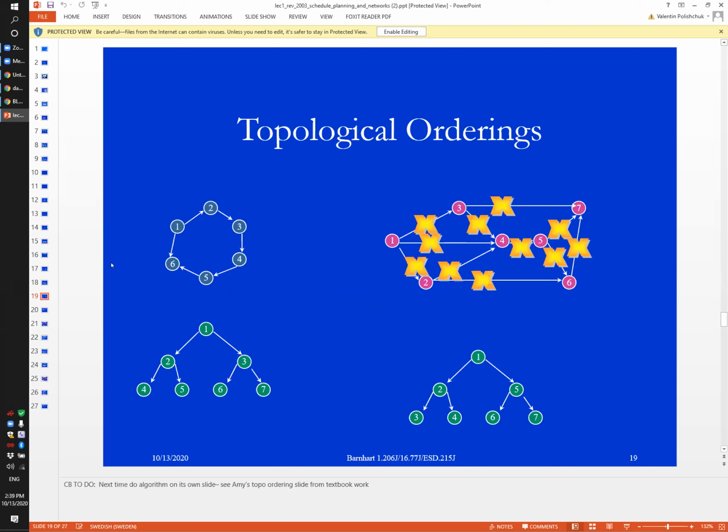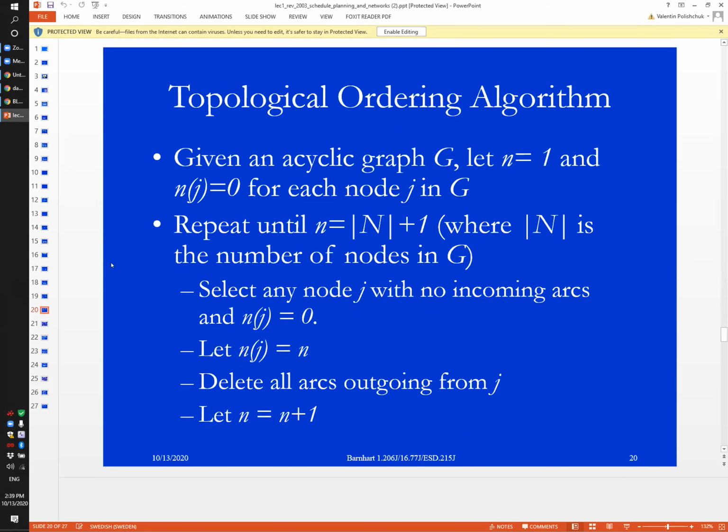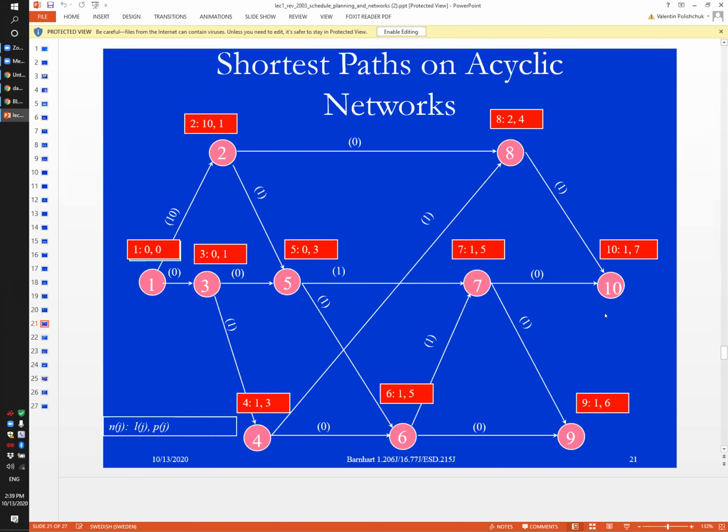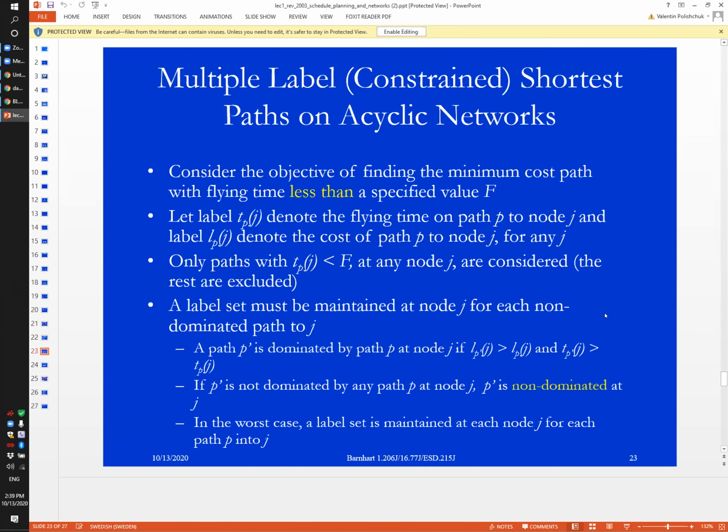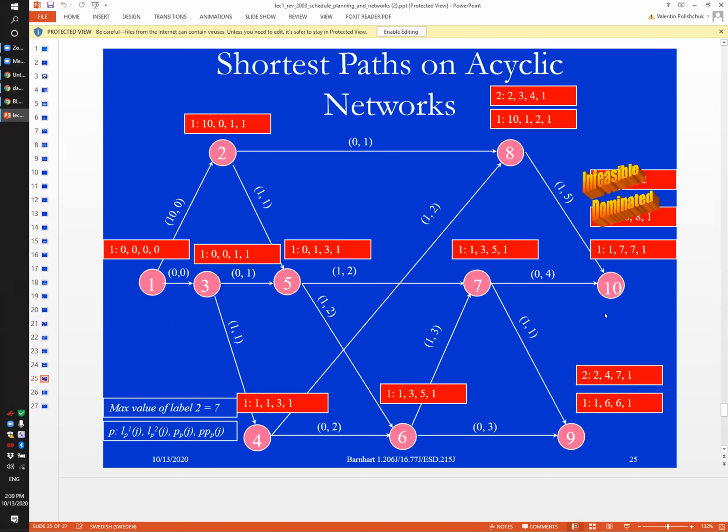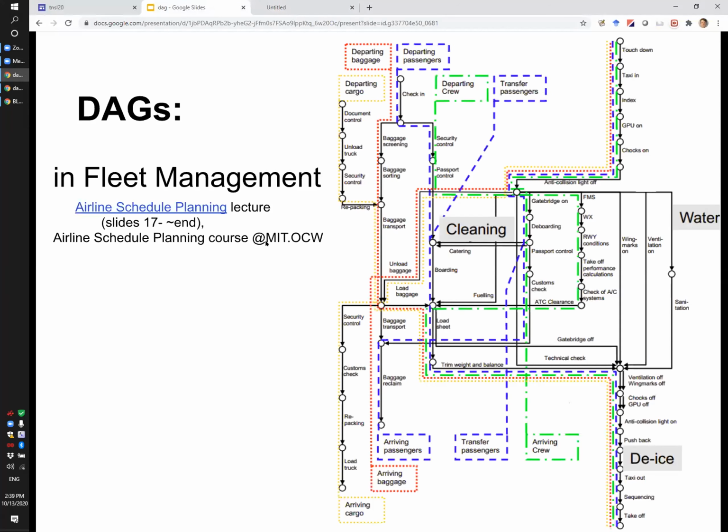Topological sort and the ways to find it. And yes, the algorithm. What they say here is: select a node with no incoming arcs. Well, that's exactly the source that we had. So you can see they use the same algorithm. And then when they have done the topological sort, they tell you how to find the shortest path, doing the labeling and so on. I will not go into details, but you can see how it is used elsewhere.